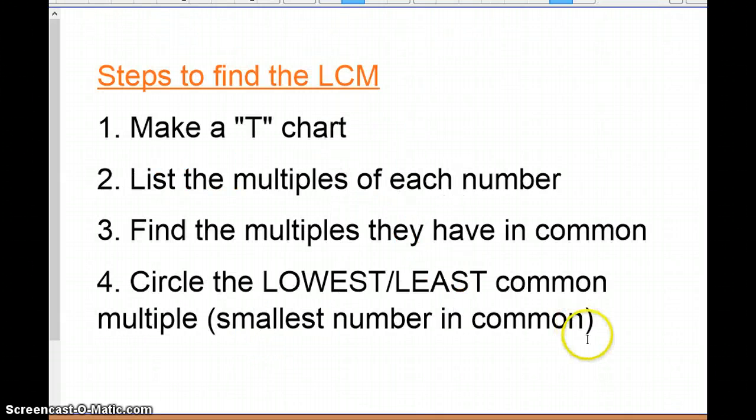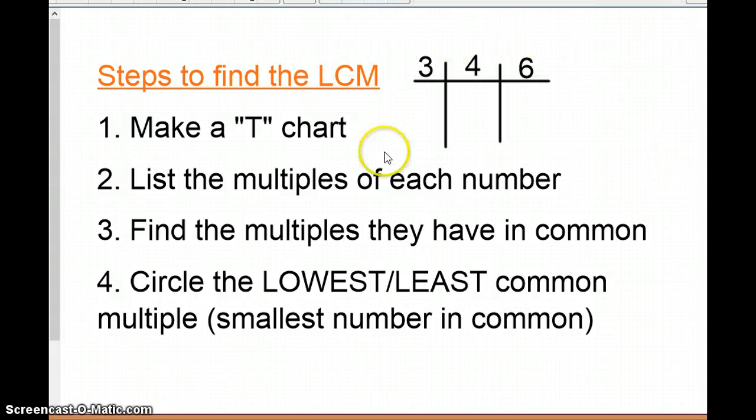Okay, so again, here are the steps to find the LCM. Number 1, make your T-chart, and you can also have a T-chart sometimes with more than 2 numbers. For example, you might be asked to find the LCM of 3 numbers, okay, so that your T-chart can also look like this. Then you list the multiples of each number. Then you will search and find the multiples that they have in common, and then circle the lowest or the least common multiple, the smallest number that they have in common, and that is your LCM.